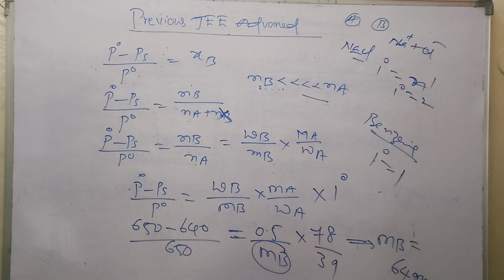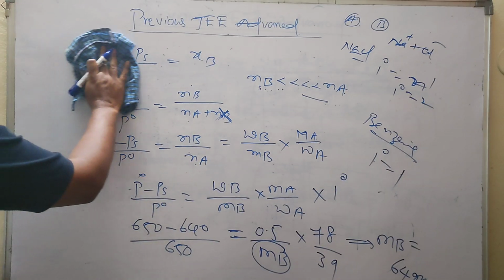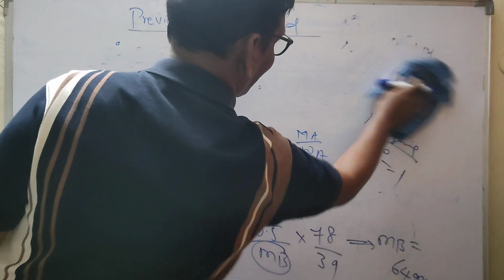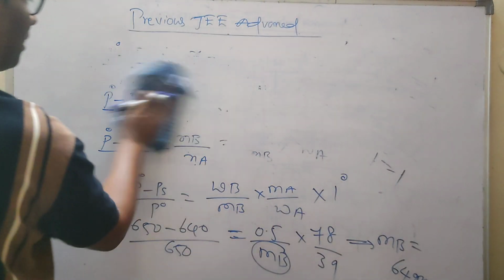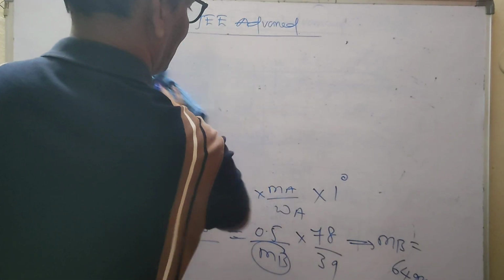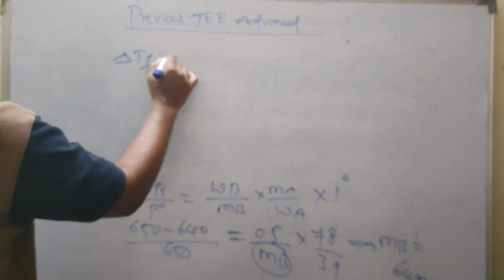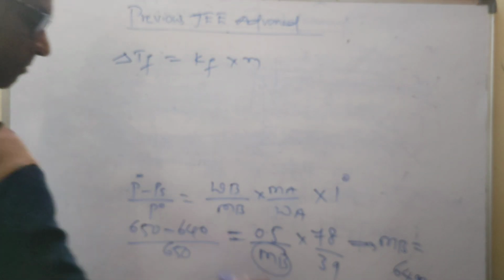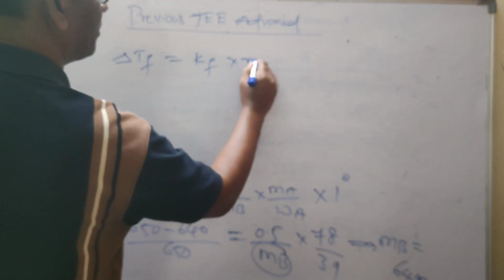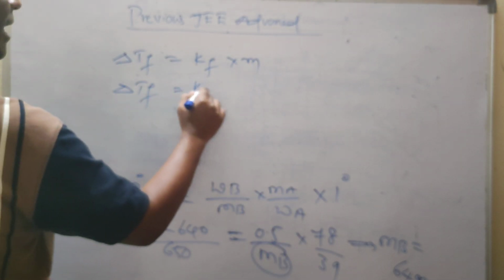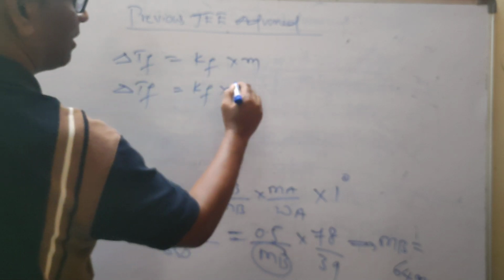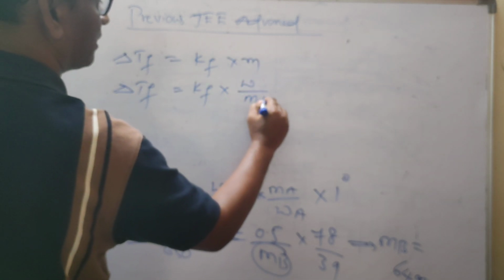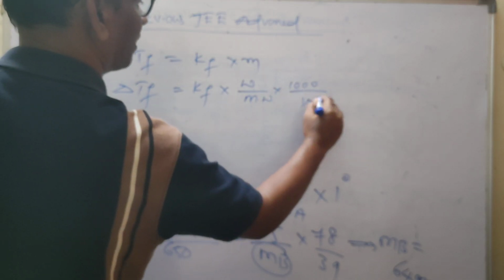Shall I erase this one? Okay, now next step. Finally we are going to get the result like this. Delta TF is equal to what? Everybody knows, delta TF is equal to KF into m. So delta TF is equal to KF into what? m means molality, weight by molecular weight into 1000 divided by capital W.